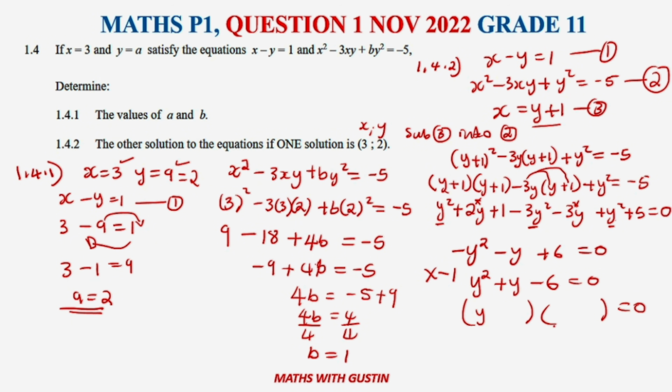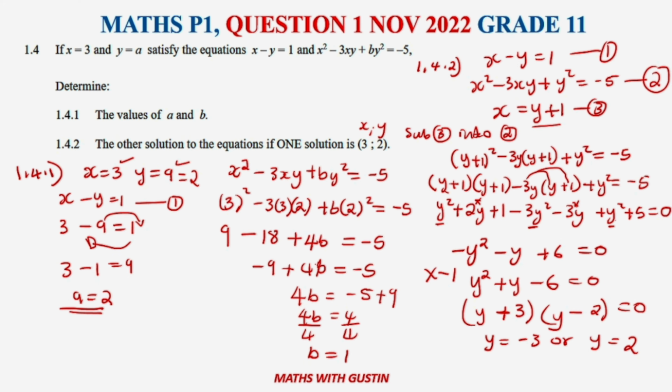You can come here and say y. What are the two numbers? When you multiply them together, they give you minus 6. That's 3 and 2. The sign of the middle term determines the bigger number, which is positive. Therefore y equals minus 3, or y equals 2. All right, and that's how you would deal with a question like this one, guys.